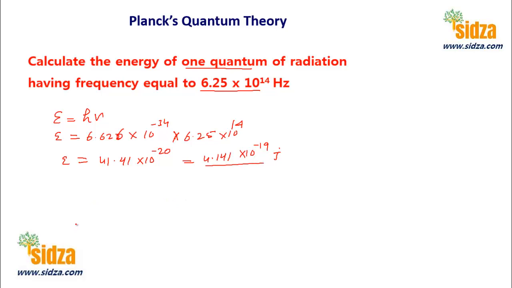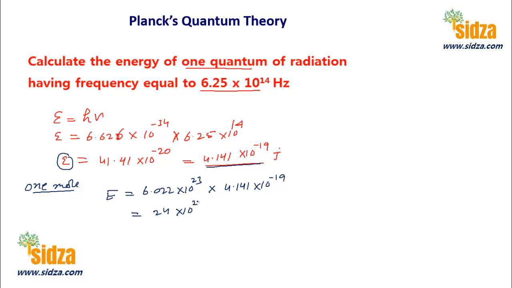And what will be the energy for 1 mole of quanta? Now let's calculate for 1 mole. For 1 mole it will be 6.022 times 10 to the power 23, this is 1 mole of particles, 1 mole of photons, or 1 mole of quanta, times the energy of one quantum, which is 4.141 times 10 to the power minus 19. So which will be equal to 2.4 times 10 to the power 5 joule. This is the energy of 1 mole of quanta that has a frequency of about 6.25 times 10 to the power 14 hertz. Hope you got the concept.